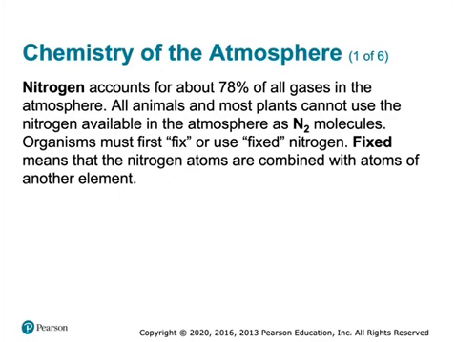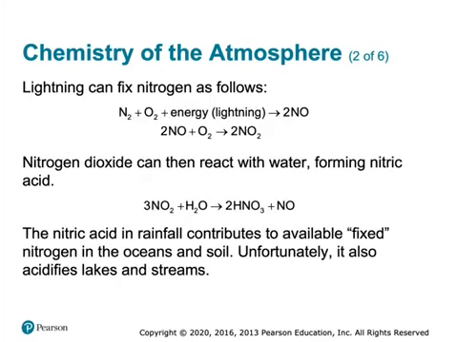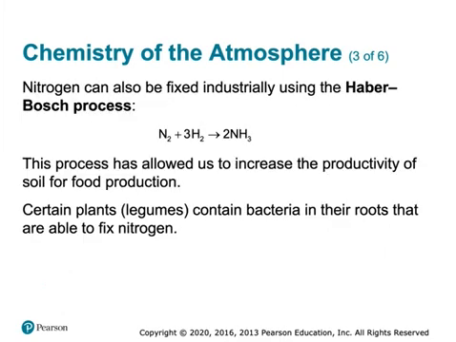There's a couple ways you can fix nitrogen, and one of them is lightning. There are also symbiotic relationships with cyanobacteria. Cyanobacteria will fixate nitrogen as well. So it doesn't have to be lightning, but we can do this artificially using something called the Haber-Bosch process.